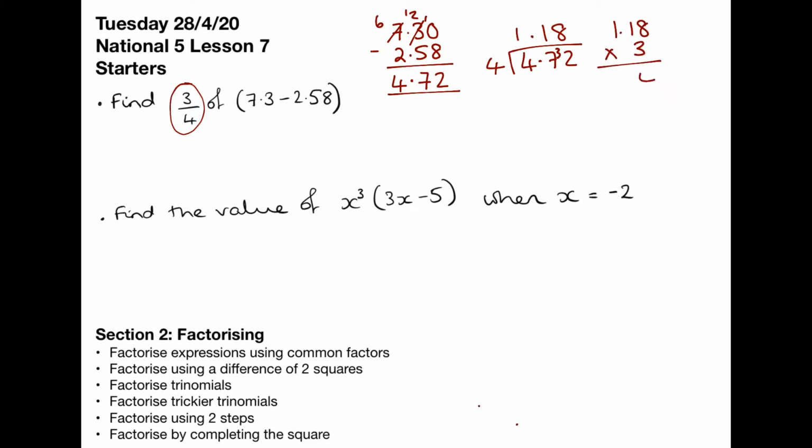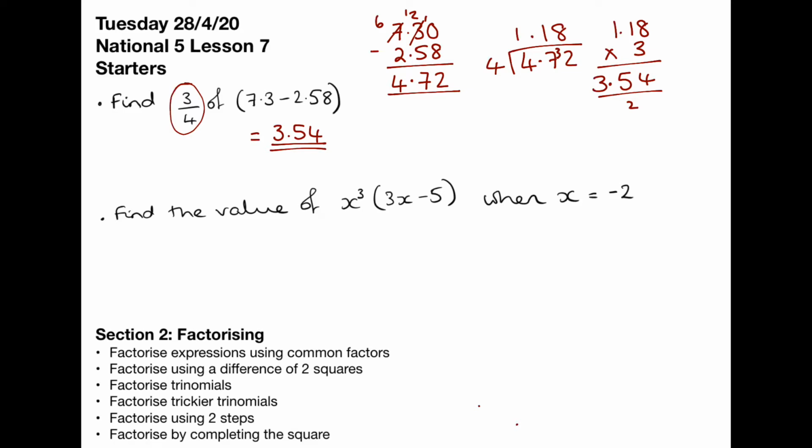So 8 3s are 24, 1 3 is 3, add the 2 is 5, 1 3 is 3, nothing to add, so that's just 3. We've got 2 decimal places in the question, so we need 2 decimal places in the answer, so the point goes there. So our answer is 3.54.